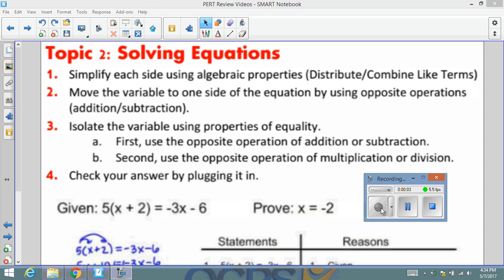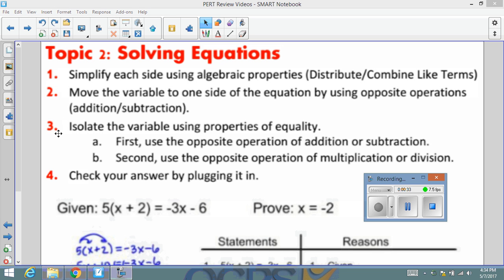Today we are going to talk about solving multi-step equations, including equations with variables on both sides of the equal sign. Our first step is going to be to simplify each side using our algebraic properties. So first we do any distribution and combining of like terms on the same side of the equals. Then we look to see where our variables are. If we have variables on both sides, we're going to move the variables to one side using addition or subtraction.